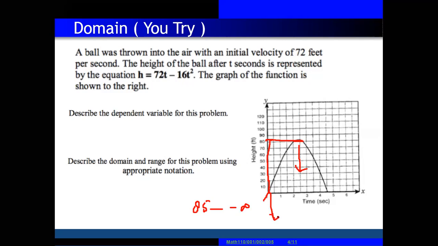But you can try this one. This was just a review of how to find the domain. What are the examples of domain? Real life examples of domain and range.